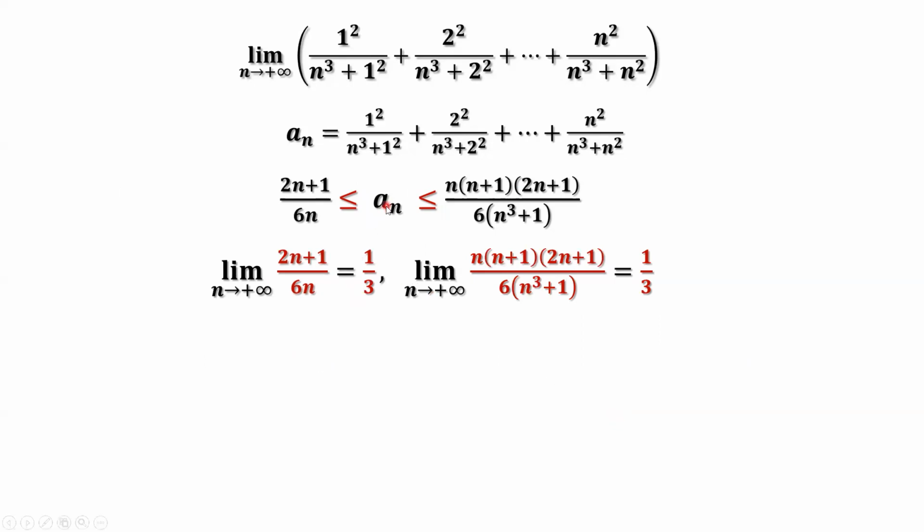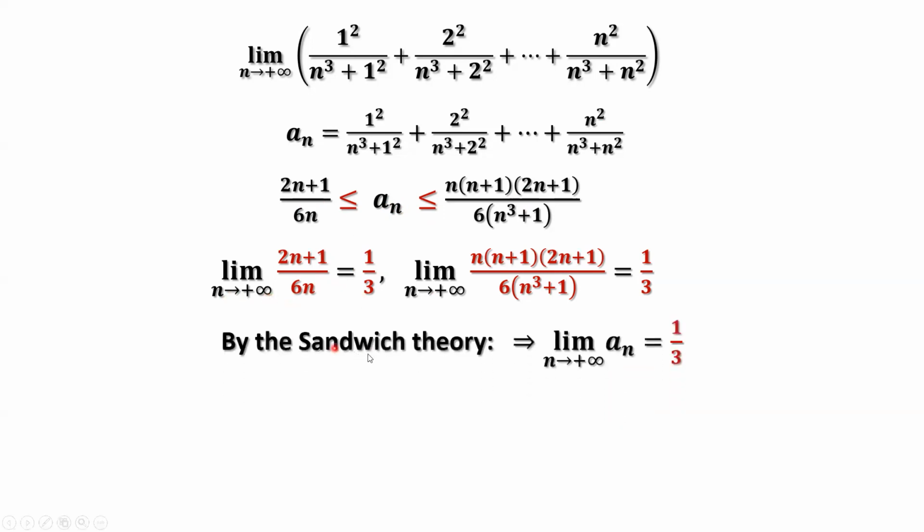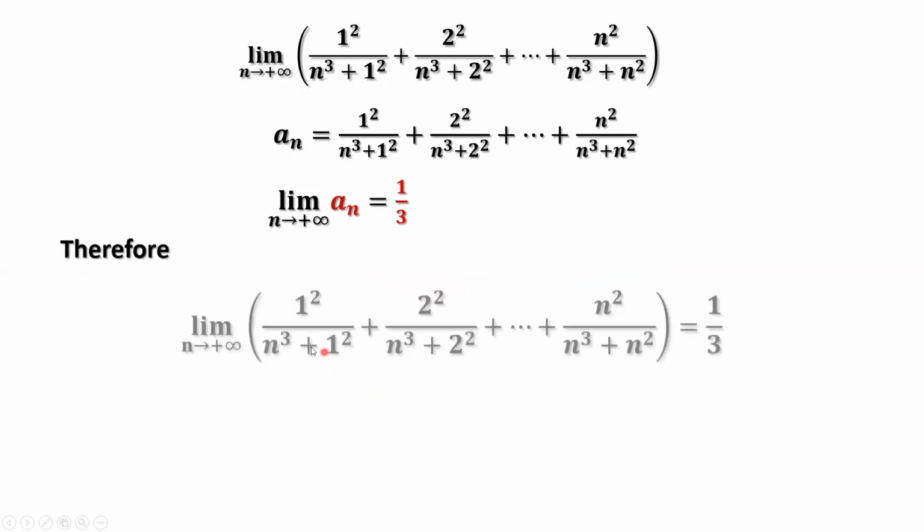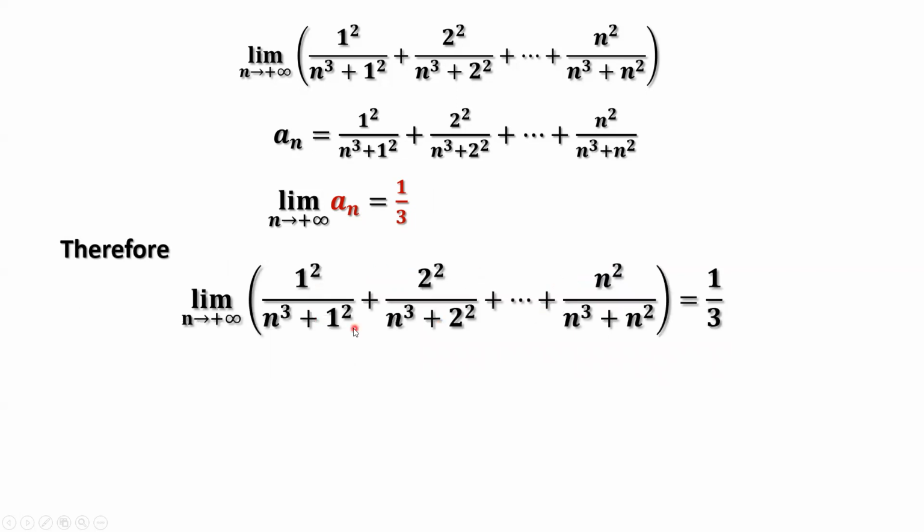Because an is between the two numbers, and both numbers go to 1/3 as n goes to positive infinity, by the squeeze theorem, an also goes to 1/3 as n goes to positive infinity. Therefore, the limit of this sum of n fractions is 1/3 as n goes to positive infinity.